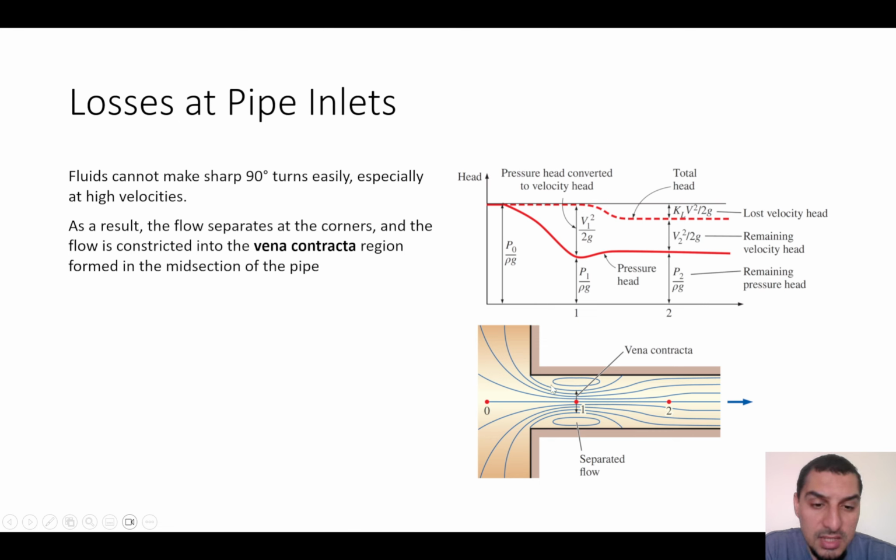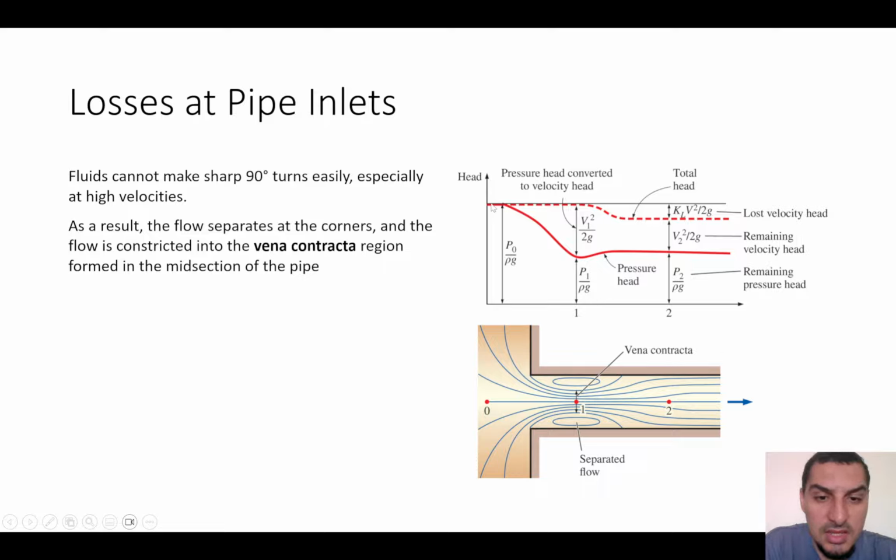And there will be a region here and a region here that's called separated flow. This is a dead zone. The fluid doesn't flow through these two regions. It's just squeezed in this small area inside that we call the vena contracta. So what happens if you take a look at these two lines? One of them represents the pressure, and this is the summation of the velocity and the pressure.